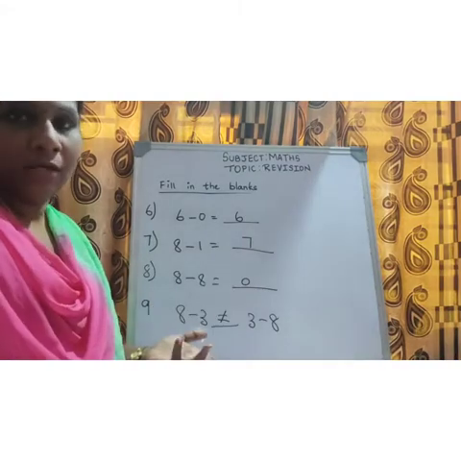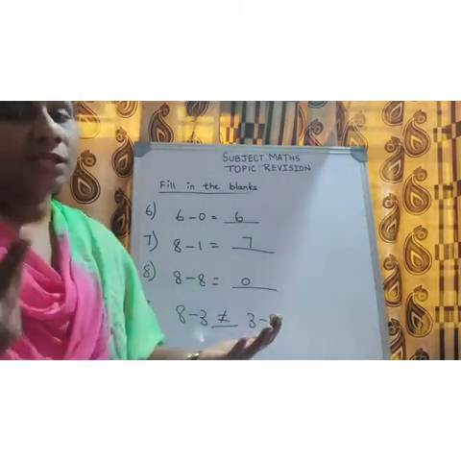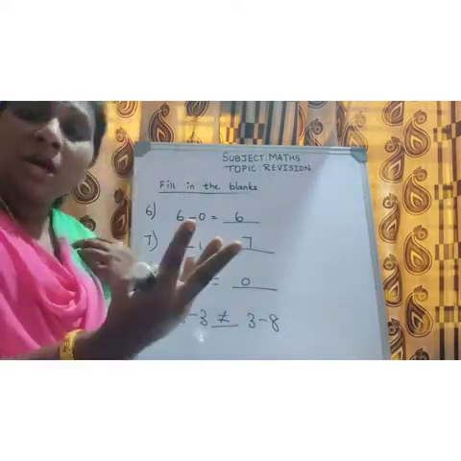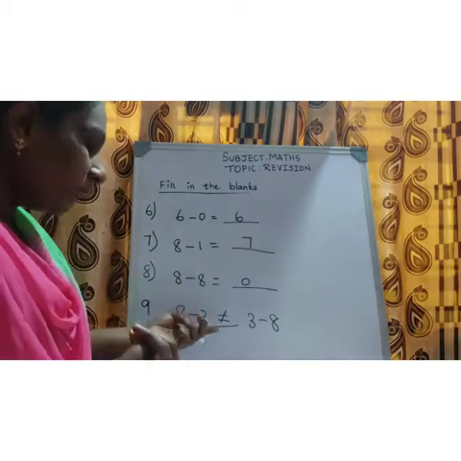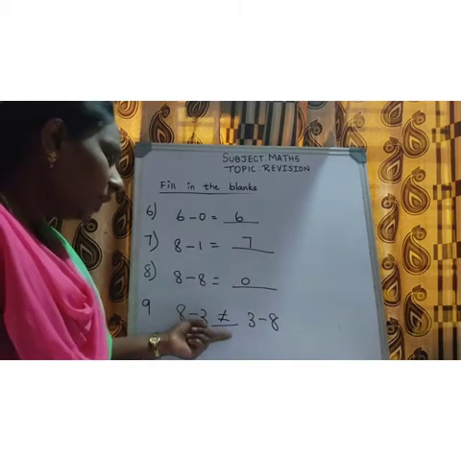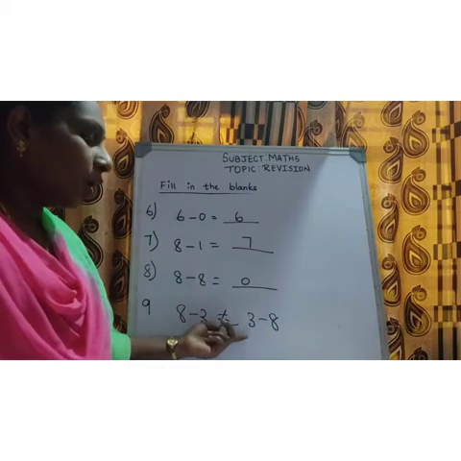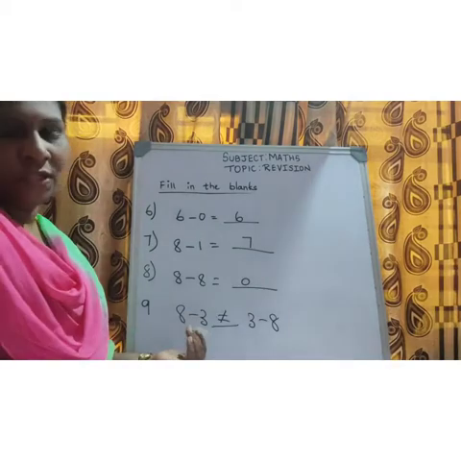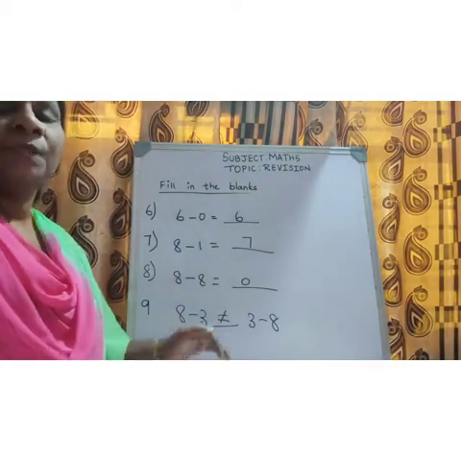We can't do that. Because if you have 8 chocolates, from 8 chocolates you can take 3 chocolates. From 8, you can subtract 3. From 3 chocolates, you can't take 8 chocolates. That is not possible. So we say 8 minus 3 is not equal to 3 minus 8. We cannot change the order of numbers for subtraction, as we did in addition.